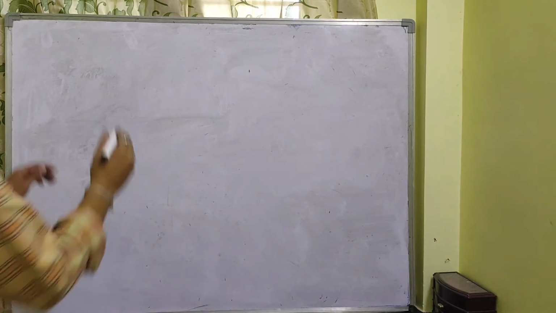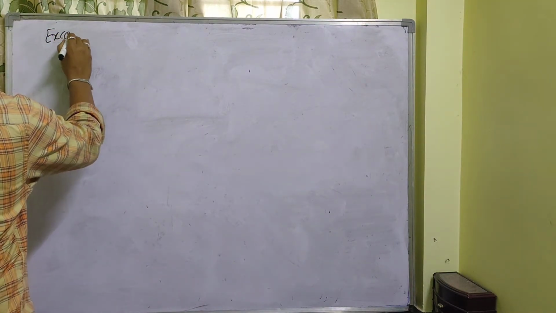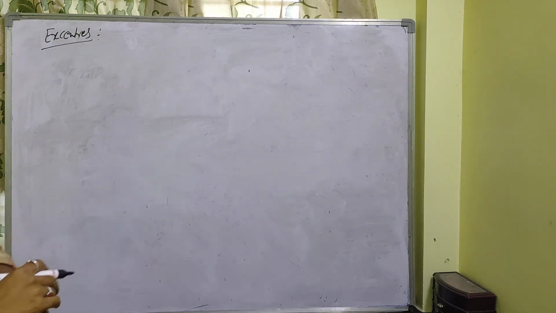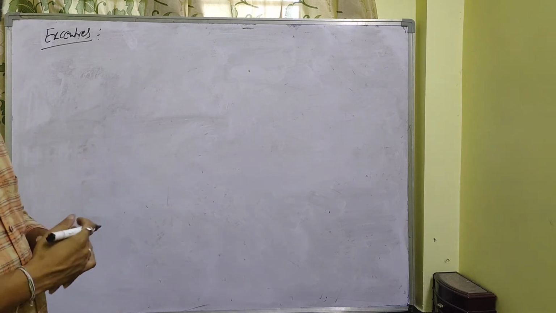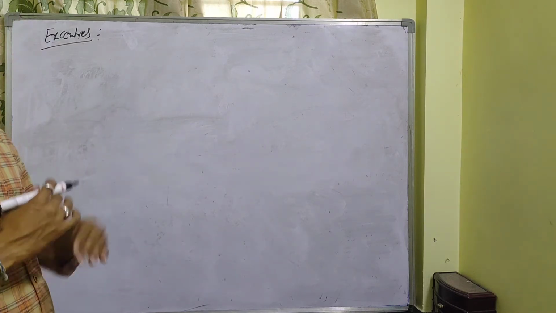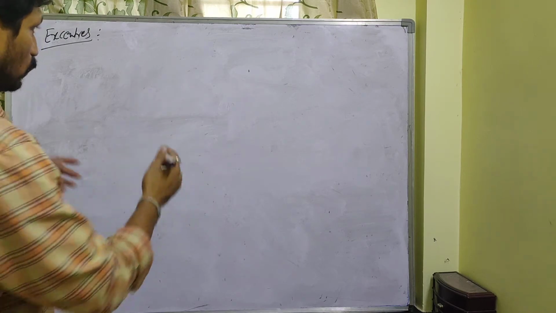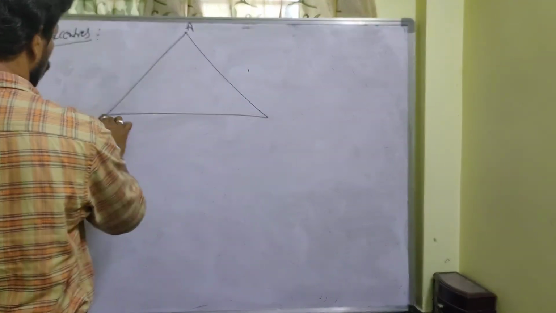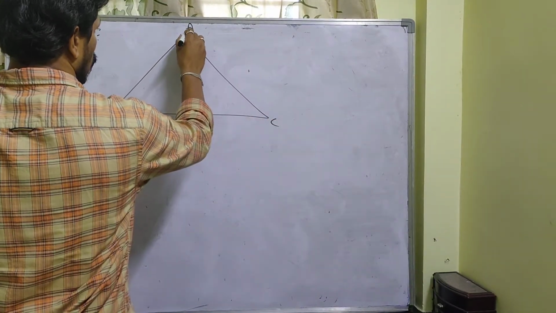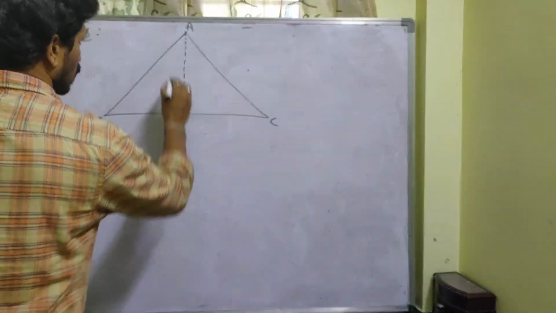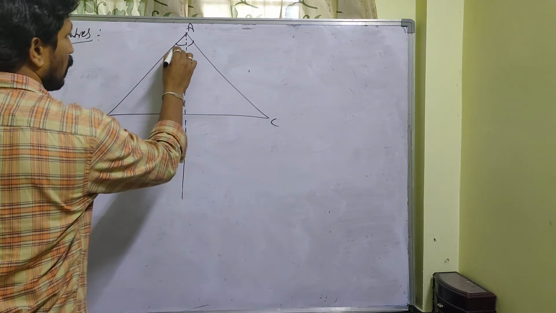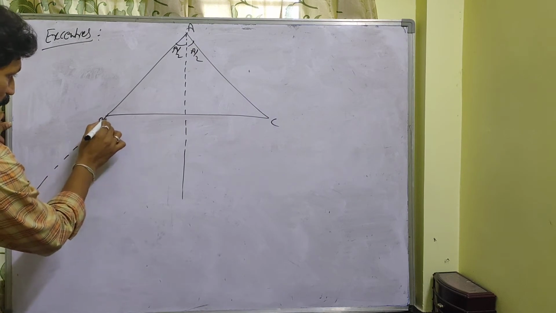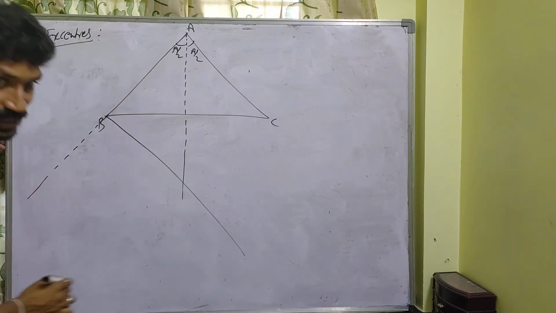Next concept is excenters. The incenter is formed by internal angular bisectors. Excenters are formed by 2 external angular bisectors and 1 internal angular bisector. How it will be, once you check it out. This is A, B, C. This is one of the internal angular bisectors. This is A by 2, A by 2. If we extend this one, you get one more external angular bisector.